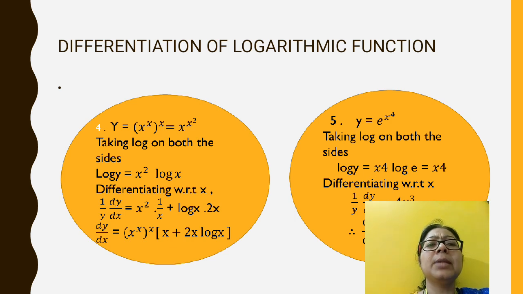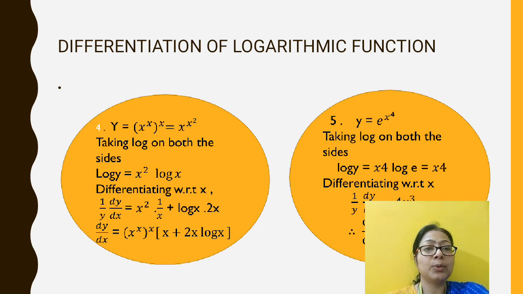Another two sums, one is x to the power x whole to the power x. See, here we have used the formula of exponents, that is a to the power m whole to the power n. What can you write? A to the power m into n. So same, x to the power x into x is x square. Now taking log on both the sides, log y is equal to x square will come front, log x.